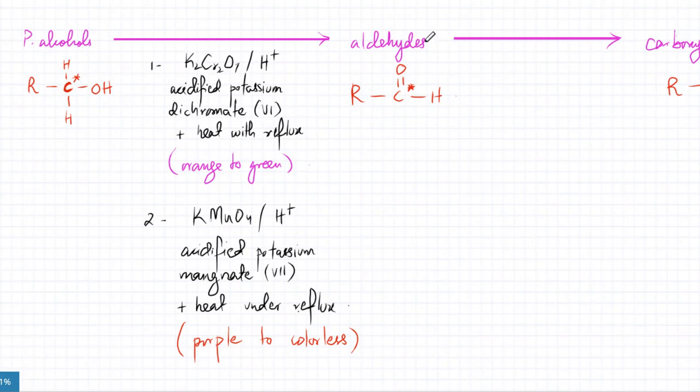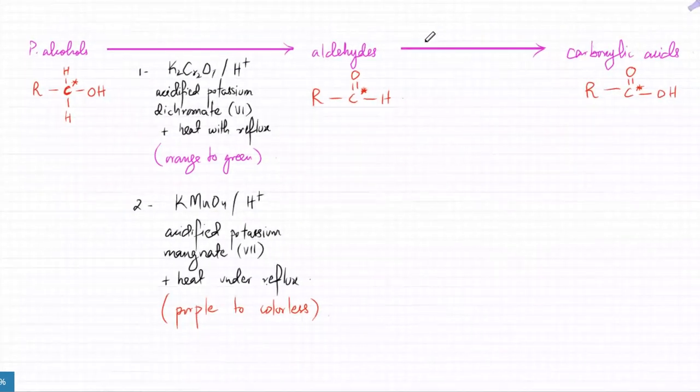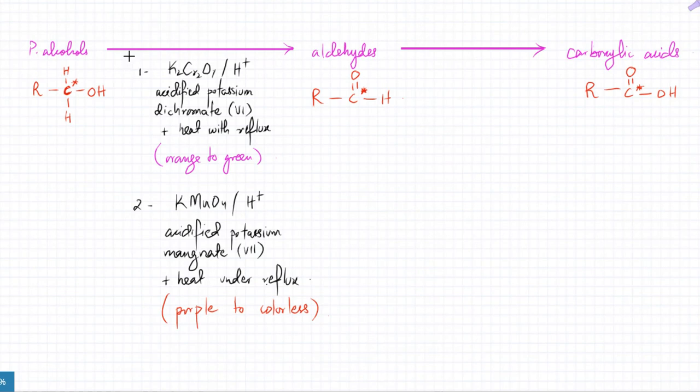Now the next part is, these are the two reagents. You should know the color changes. And your starting point could be an aldehyde as well. So you can oxidize the aldehyde to a carboxylic acid as well. The way you oxidize an aldehyde is you use the same reagents. So the first two reagents are kind of the same.